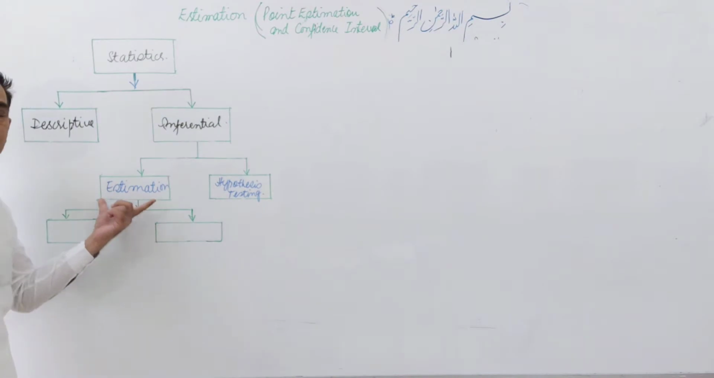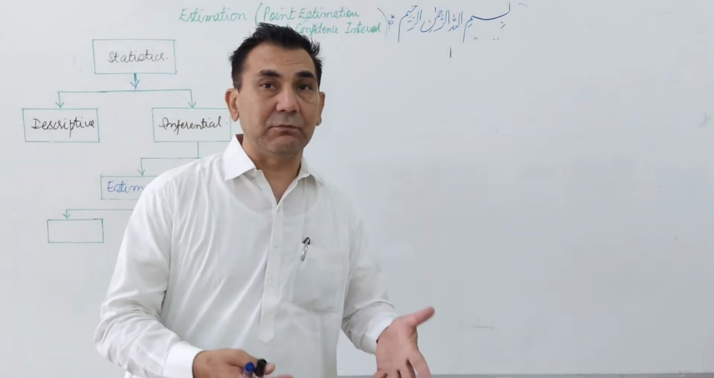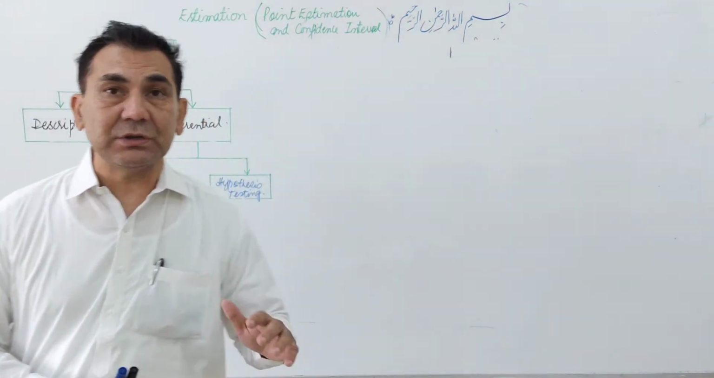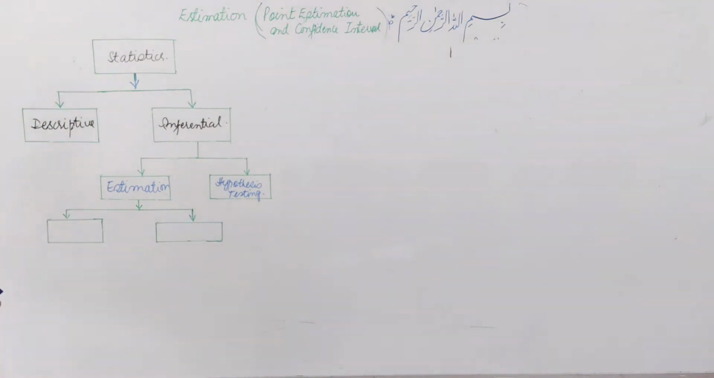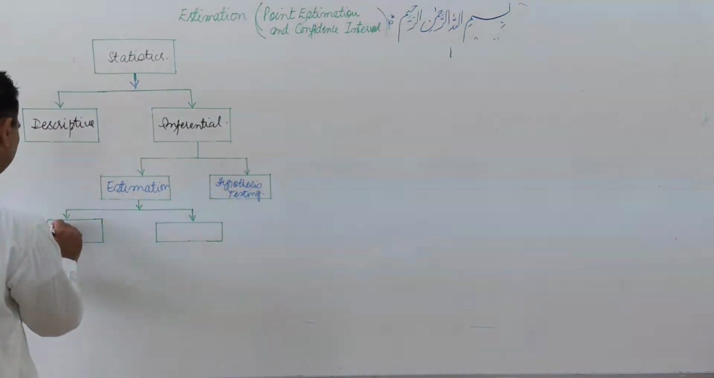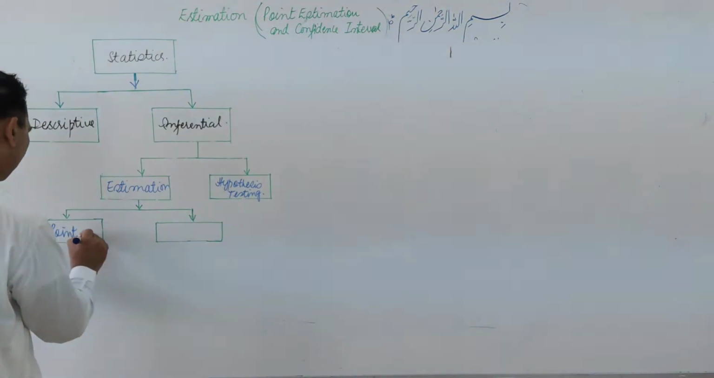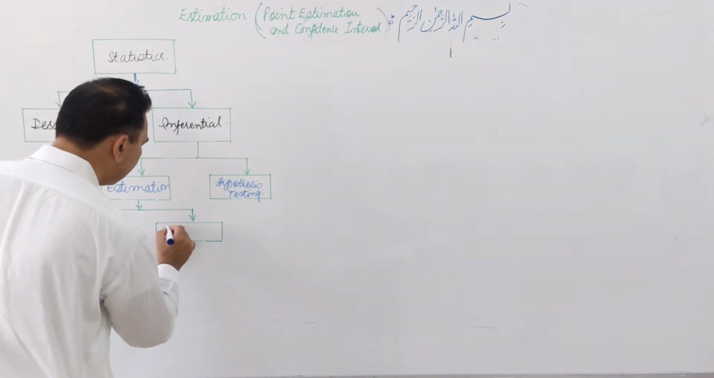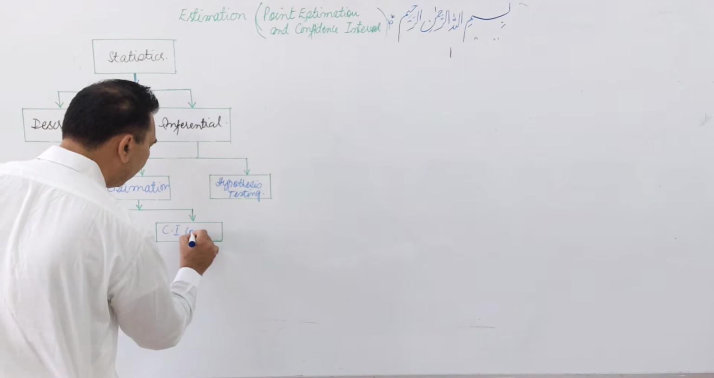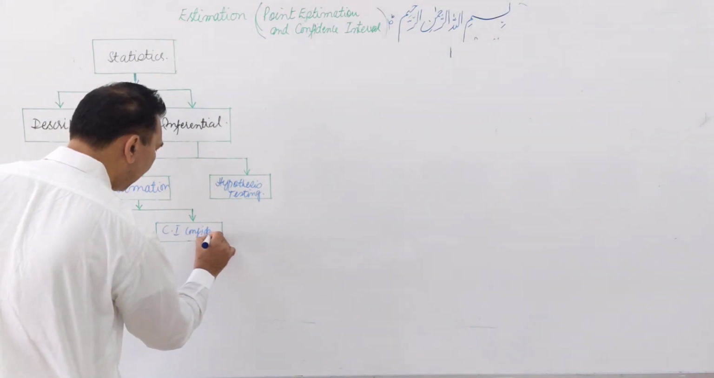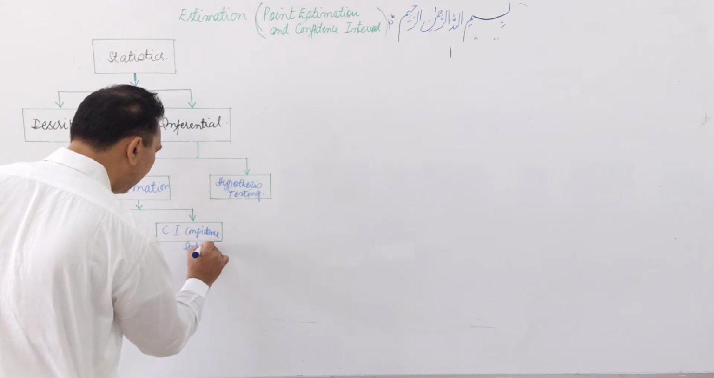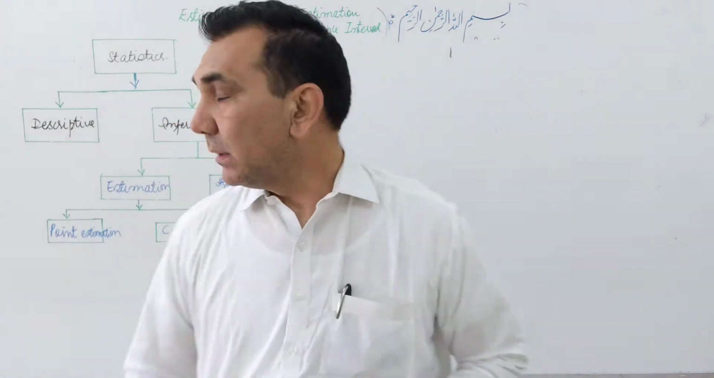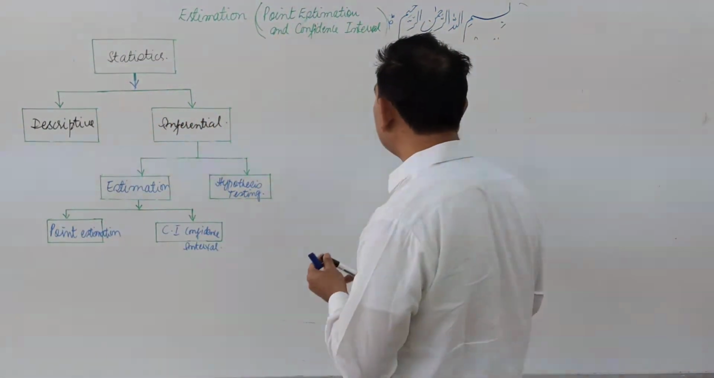Now with estimation, we give predictions of the values. The estimation is further divided into two main types. The one is called point estimation, and the second one is CI, confidence interval. Now, what actually is the point estimation?